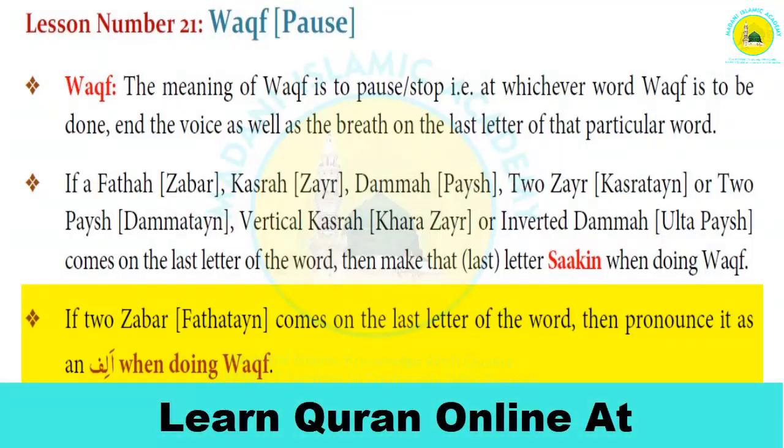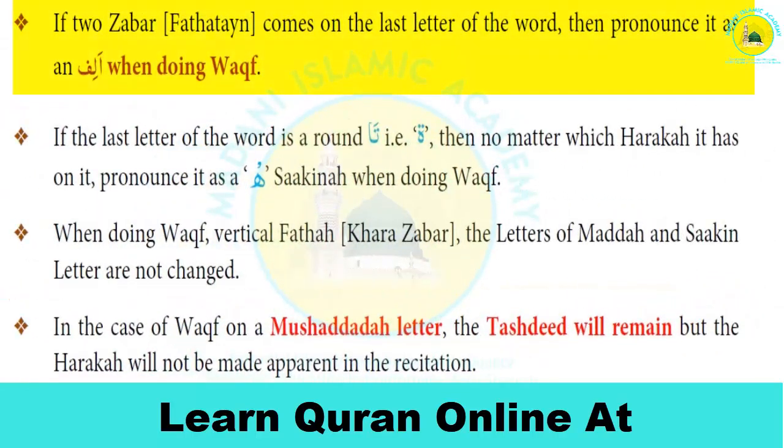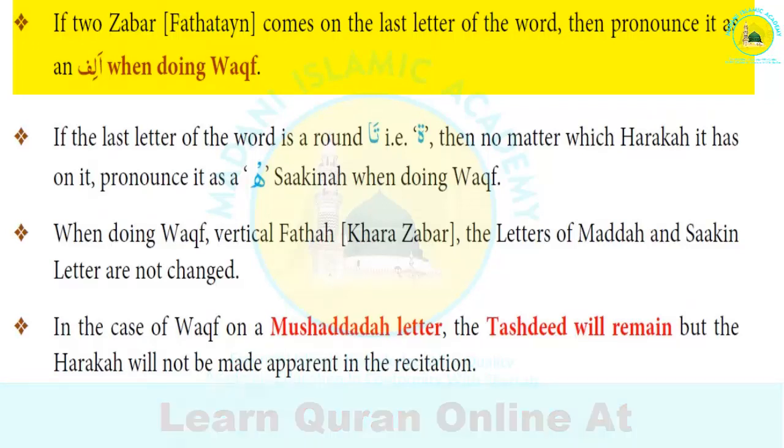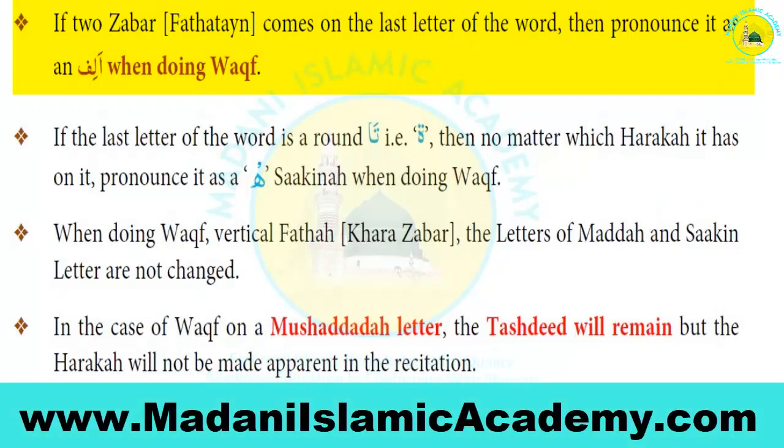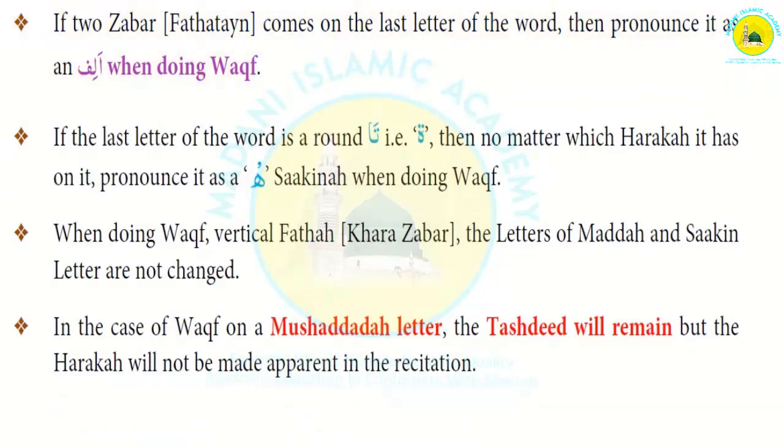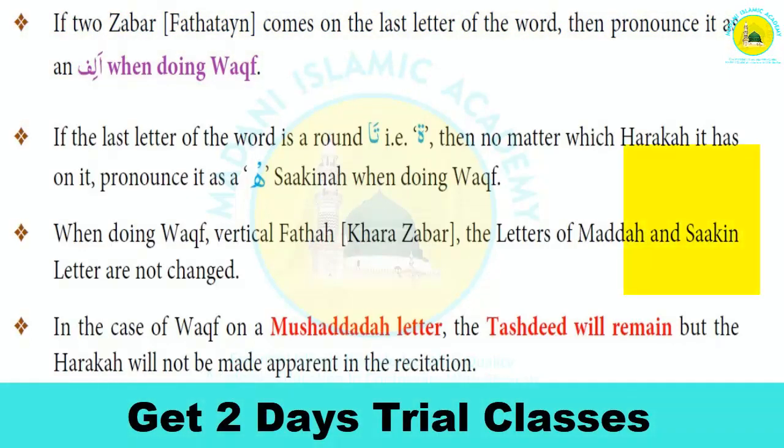So let me just go through this as well. So in this one, if a fatha, kasra, dhamma or pesh, or two pesh or two dhamma, or two khada zabar or ulta pesh come on the last letter of the word, then make that last letter sakin by doing waqf. So let's go through this here.